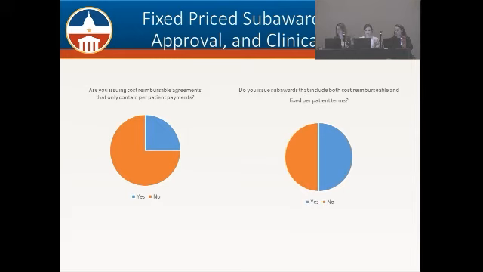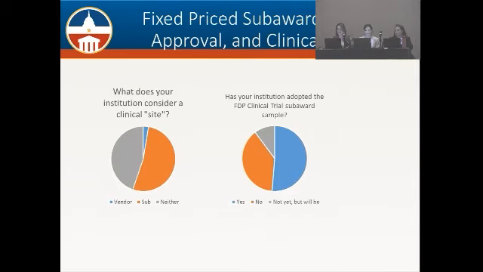And then another question we asked was, do you issue subawards that include both cost reimbursable and fixed per patient terms? 50-50, look at that. What does your institution consider a clinical site? Do you consider it a vendor, a subrecipient, or neither? And a good chunk said neither. That's the gray. A little bit said vendor. More than half said subrecipient.